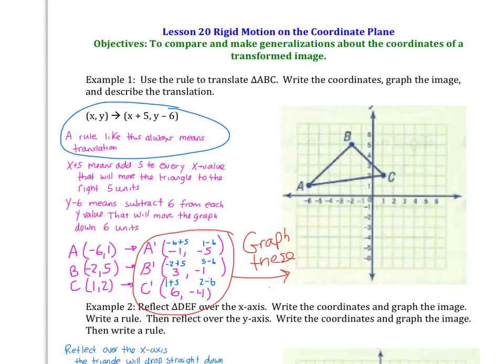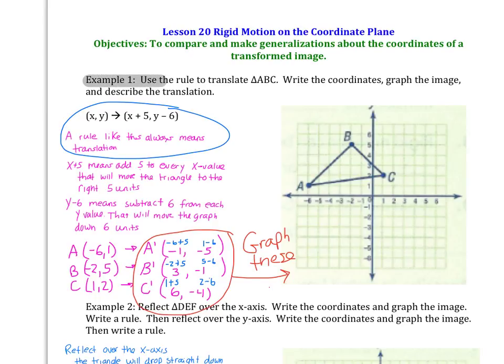Lesson 20 is called Rigid Motion on the Coordinate Plane. The objectives are to compare and make generalizations about the coordinates of a transformed image. So this is going to be a lot more about the coordinates and less about what the actual picture looks like when it was reflected, rotated, or translated. Okay, so we start with example 1.